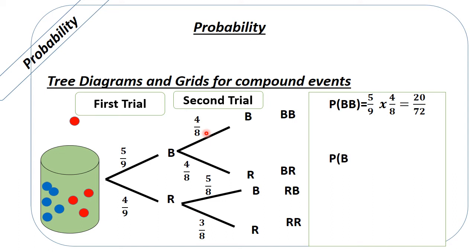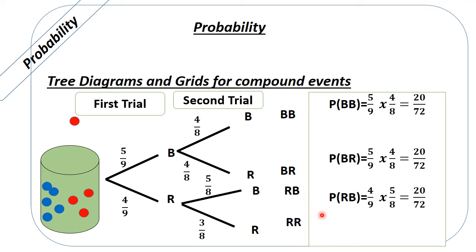What about the probability of getting a blue ball and a red ball? So the probability of getting a blue ball and a red ball is 5 over 9 times 4 over 8, which again gives us 20 over 72. What about the probability of getting red and blue? So it's 4 over 9 times 5 over 8, which gives us 20 again over 72. And finally, RR. So probability of RR is 4 over 9 times 3 over 8, which is going to give us 12 over 72. So these are different probabilities.